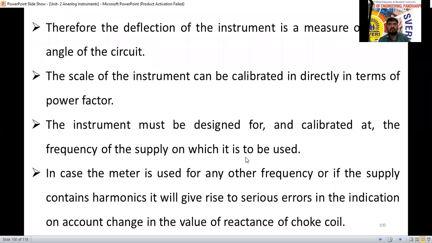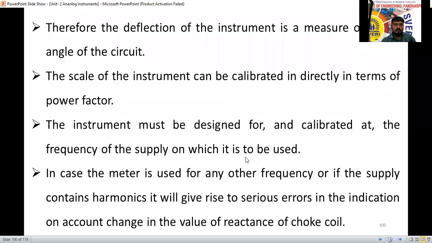Because of harmonics only, we get errors in the indication on account of the change in the value of reactance of the choke. If harmonics are present, error will be produced. Because of that error, what will happen? The inductance value will change, so we are not going to get the output exactly.